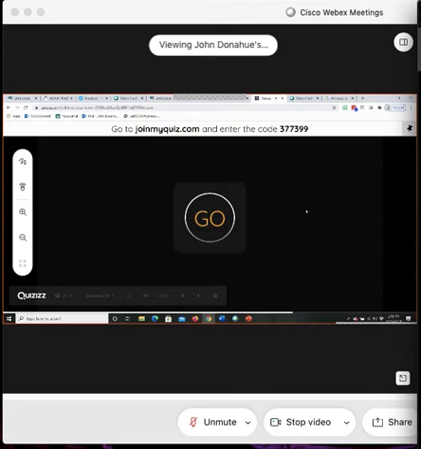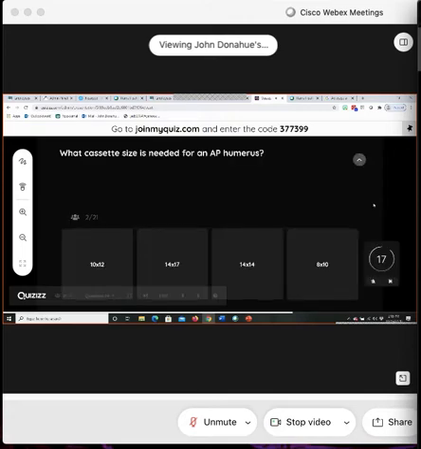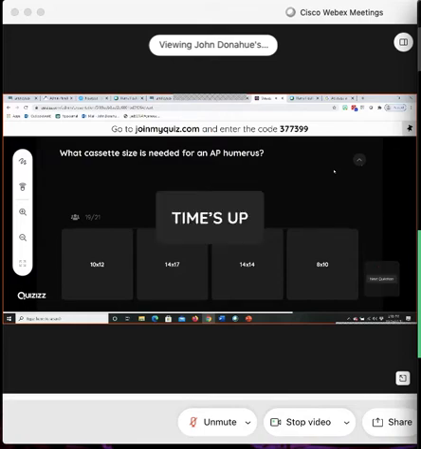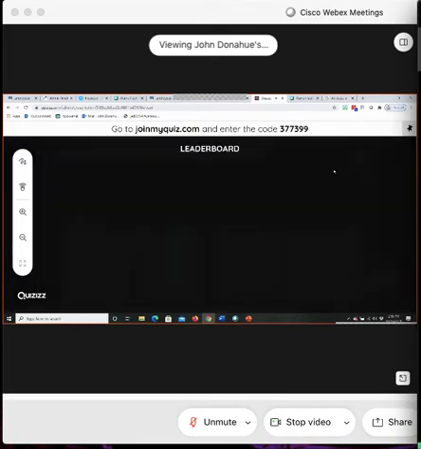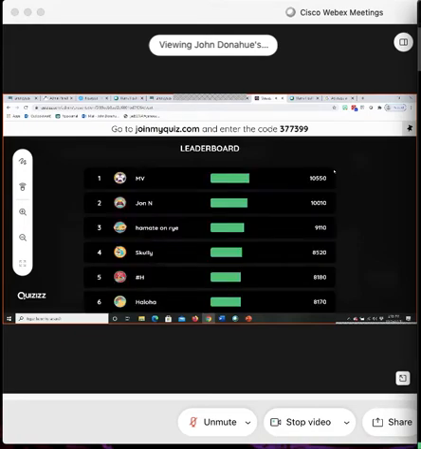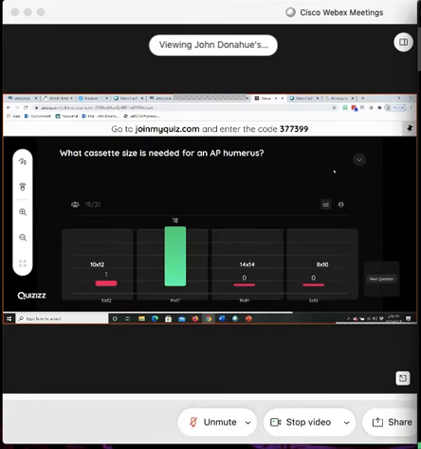What cassette size is needed for an AP humerus? Okay, that's going to be a 14 by 17 cassette, lengthwise to be specific. I threw that question on purpose. Make sure you study your cassette sizes and their orientation. You will see some questions on that. Cassette size and orientation.